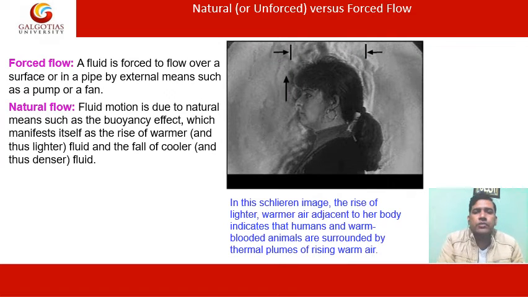Then there is one more type of flow that is called natural and forced flow. As you can see in this figure, this is a case of natural flow. Forced flow is forced over a surface or a pipe by external means such as a pump or fan. In natural flow, fluid motion is due to natural means such as the buoyancy effect, which manifests itself as the rise of warmer and thus lighter fluid and the fall of cooler and denser fluid.